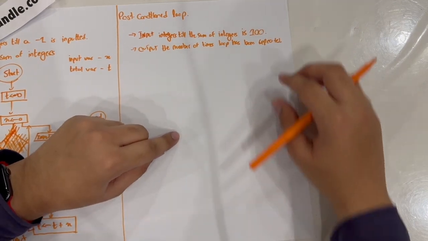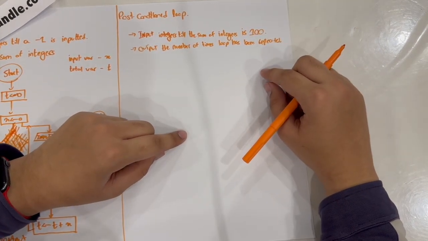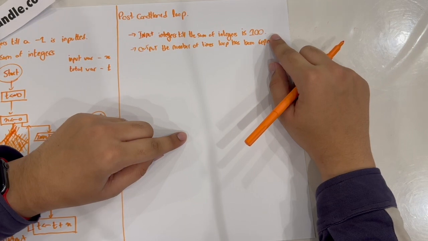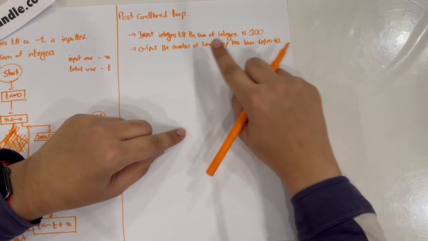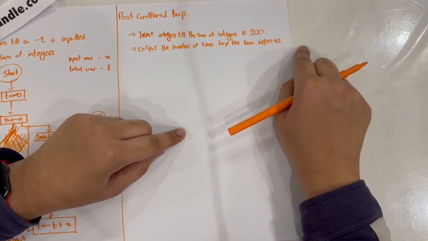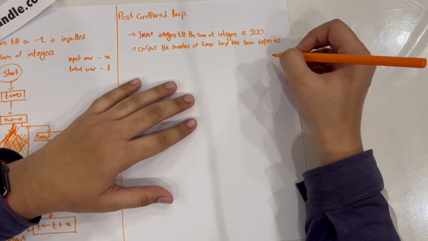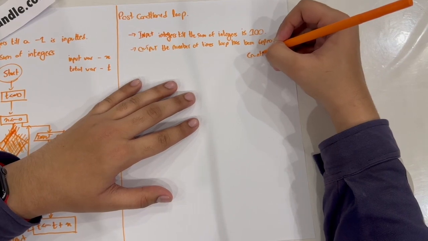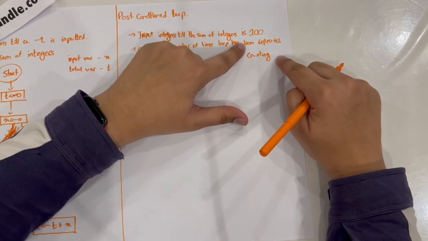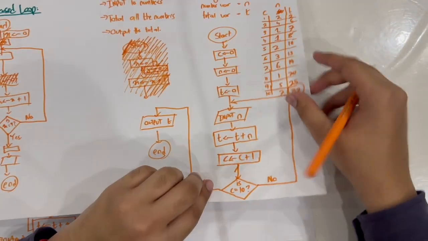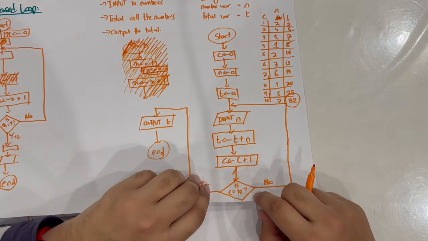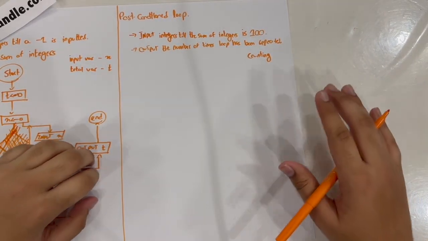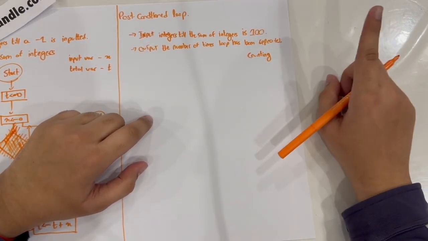So our question is that we need to input integers till the sum of integers is 100. And then we need to output the number of times the loop has been completed. So the first variable we're going to have is a counting variable. The condition won't be based on the counting variable, like it was in the count based loop. We're still counting how many times the loop has been repeated, but the condition is not based on such.